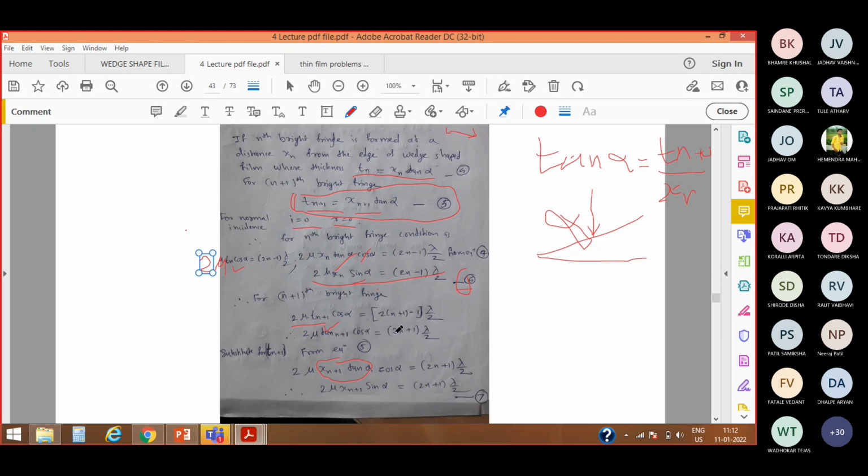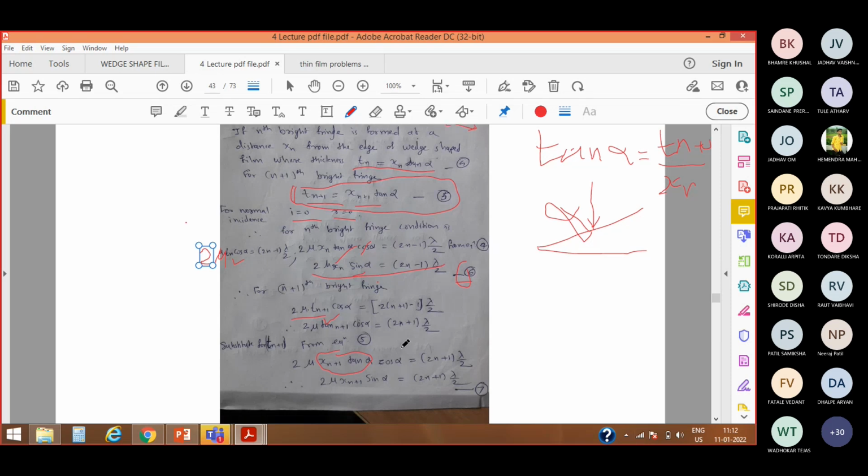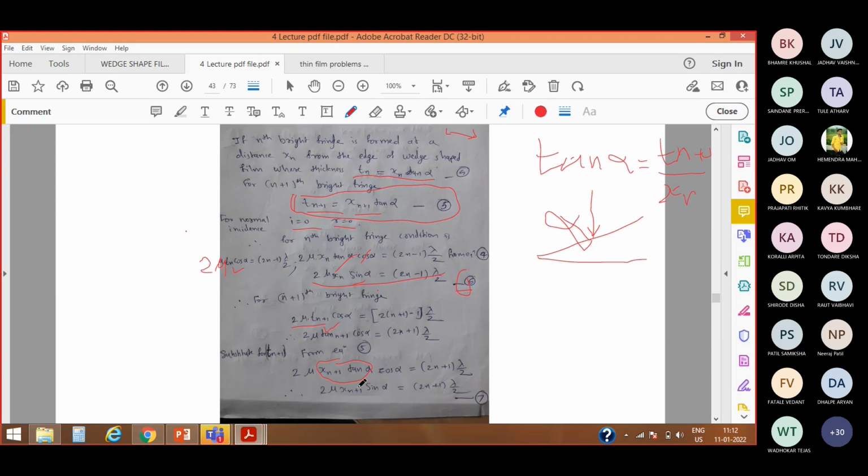After solving this, put the value of tn here. Put this value, equation number 5. Put the value of this equation number 5 in this equation, then what I will get? This one. So this is my 2 mu t into tan of n plus 1 into cos of alpha is equal to 2n plus 1 into lambda by 2. If you solve this one, you will get this answer.